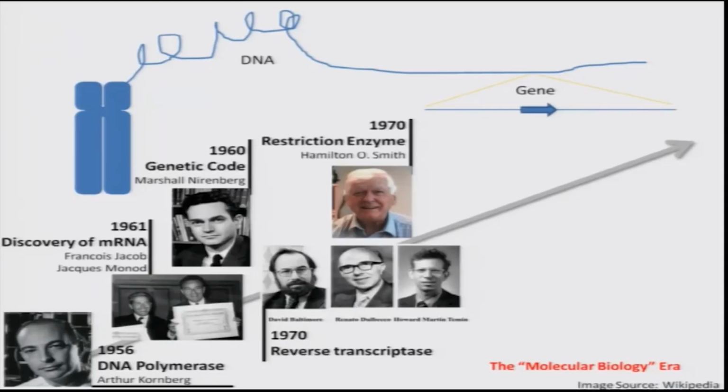Then came in 70, Hamilton Smith, who discovered another enzyme, again from a microbe. These are called restriction enzymes. You know now that these are enzymes that can identify a unique set of sequence in the DNA and make a cut there. And regardless of how much enzyme you add, these enzymes would cut only if such a sequence is present, not otherwise.